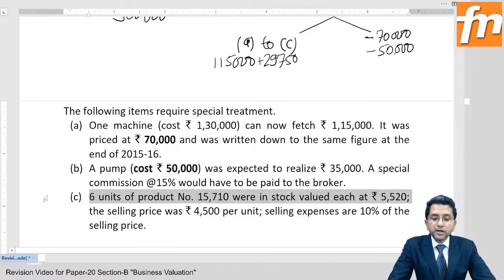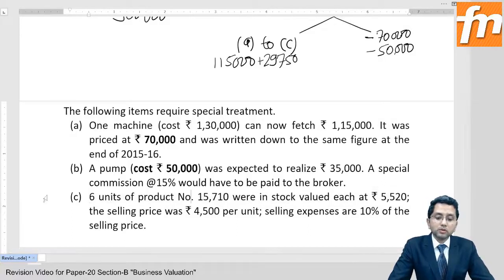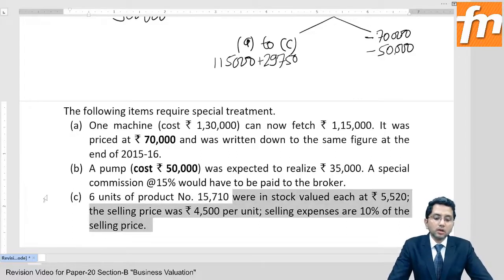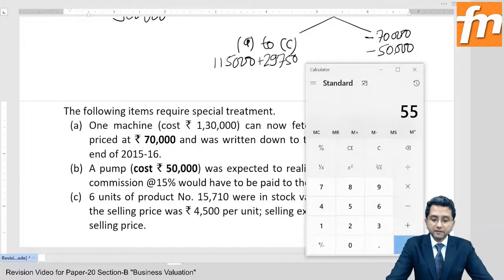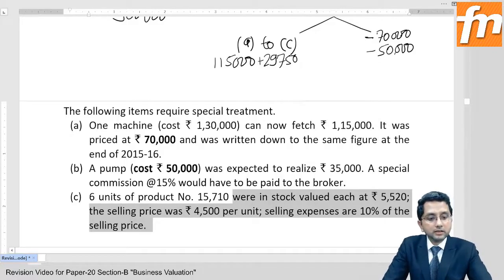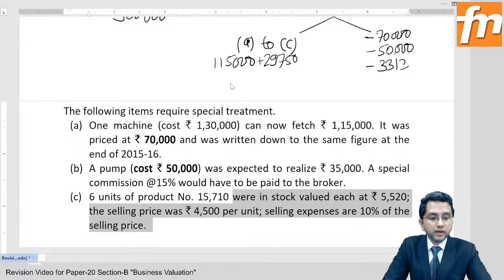Now 6 units of product number 15710. This is not an amount, this is the item code. 6 units of product number 15710 were in stock valued at rupees 5520 each. Okay, so 5520 into 6 is 33,120. I need to deduct 33,120 from the book value.